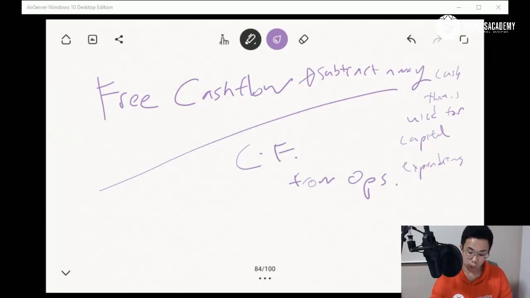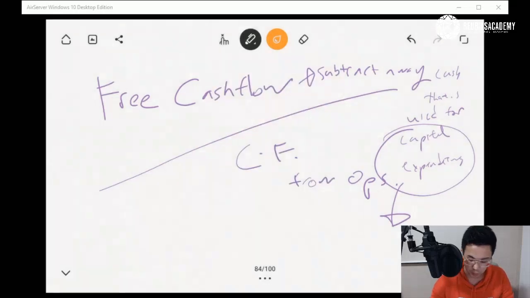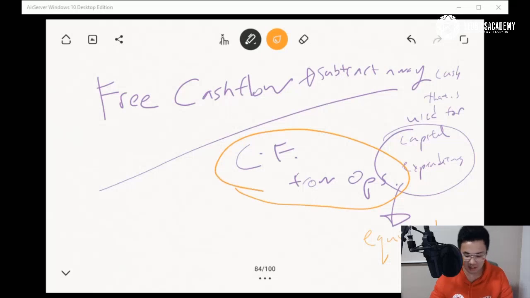So what is capital expenditure? Capital expenditure basically refers to the money that is used to procure your equipment, any type of physical asset of the company, physical inventory. Whereas cash flow from ops does not subtract away cash that was used for capital expenditure. So cash flow from ops is actually a bigger concept as compared to free cash flow.